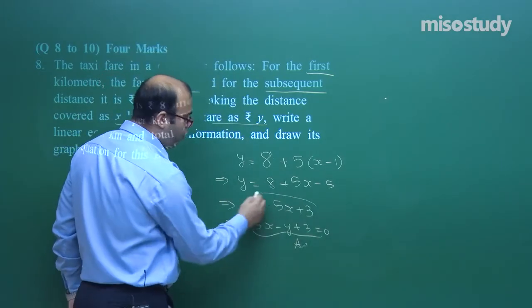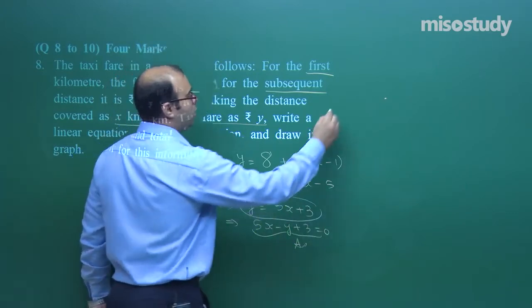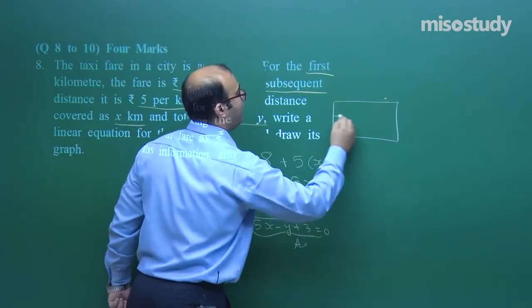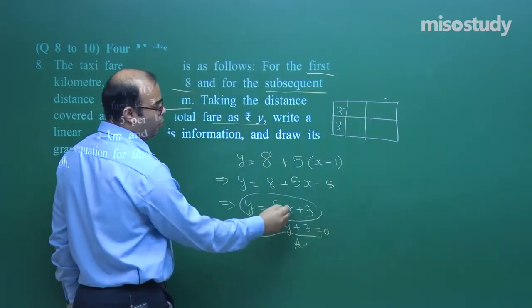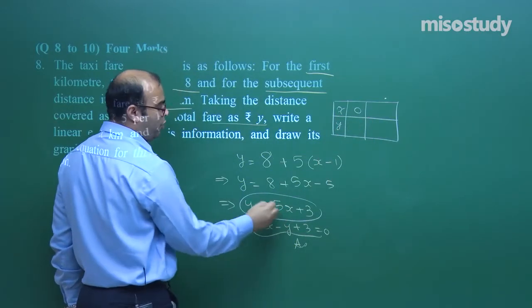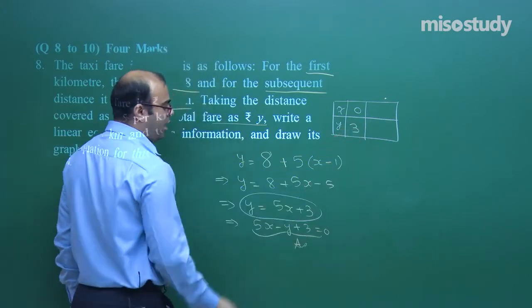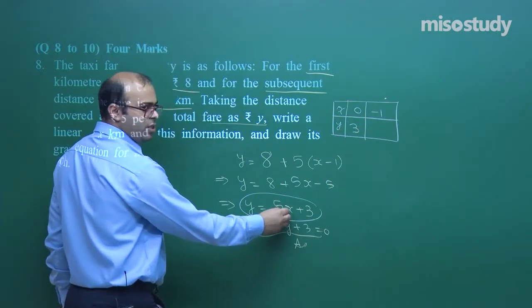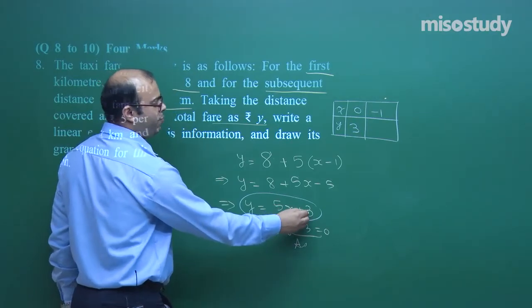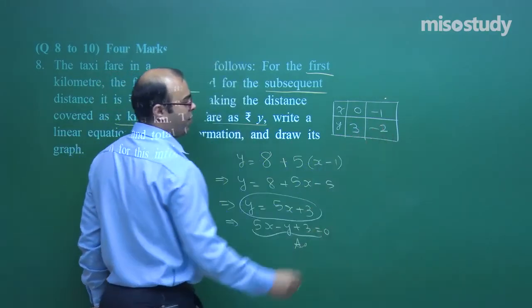So let us take this form and we take a table. In this table we take x and y. So this is x, this is y. If we take x equal to 0, what will be the value of y? That is 3. And if we take x is equal to minus 1, let us suppose, so 5 into minus 1 is minus 5, minus 5 plus 3 is minus 2. So this is what we will get.